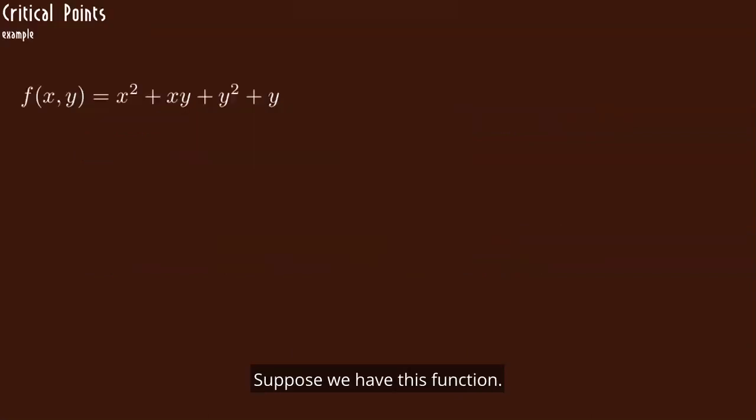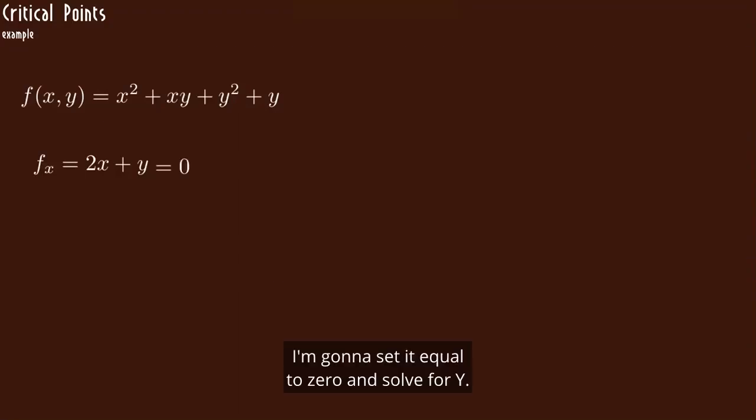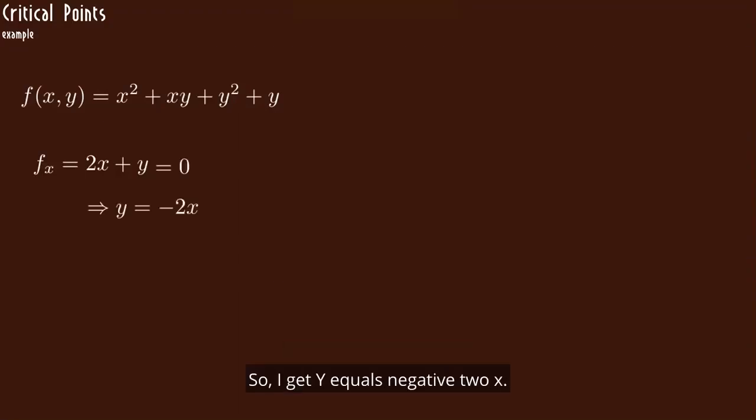Suppose we have this function. I take the partial with respect to x. I get 2x plus y. I'm going to set it equal to 0 and solve for y. So I get y equals negative 2x. Take the partial with respect to y. I get x plus 2y plus 1.